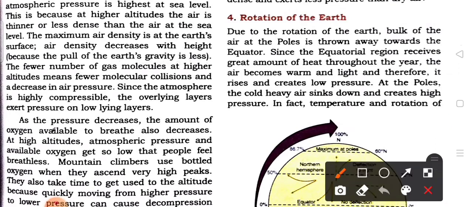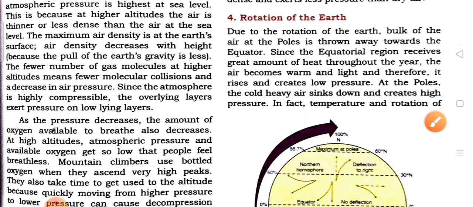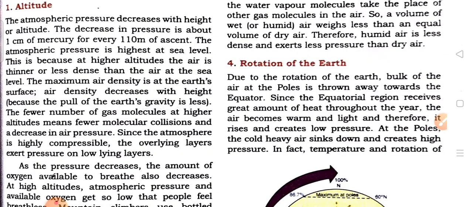Previously, we know that the air molecules present in the higher altitude are fewer than at the lower altitude. So, in the higher altitude, the collision among the air particles is also less. For that reason, the air pressure decreases in the higher altitudes. So, the few number of gas molecules and the less collision decrease the air pressure. The atmosphere is highly compressible and the overlying layer exerts pressure on the low-lying layer.